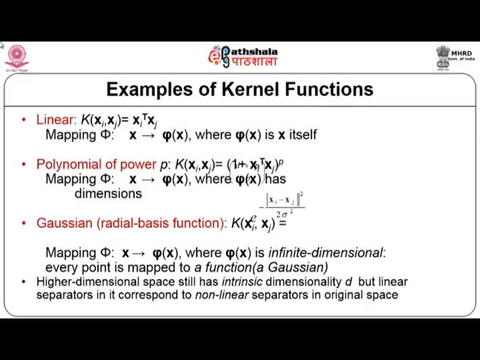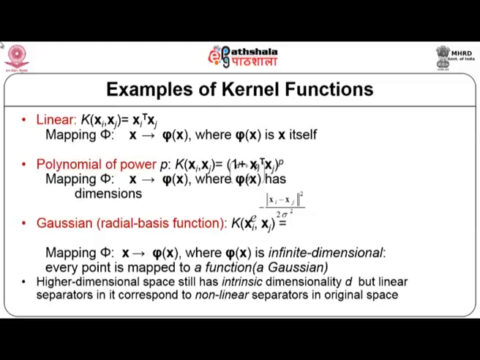Examples are linear mapping, phi of x goes to phi of x, where phi of x is x itself. Polynomial of power p, you can go that way, or you can go for Gaussian, which is the radial basis function. So, mapping of x to phi of x, where phi of x is infinite dimensional, every point is mapped to a function which is a Gaussian. So, that is infinite dimensional. Polynomial is the next one. So, you have linear, you have polynomial and you have Gaussian.